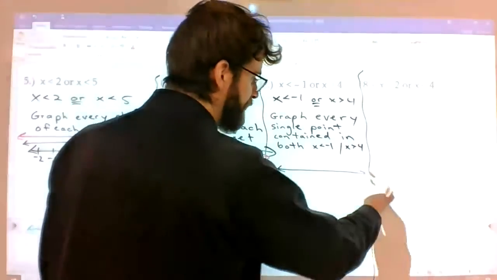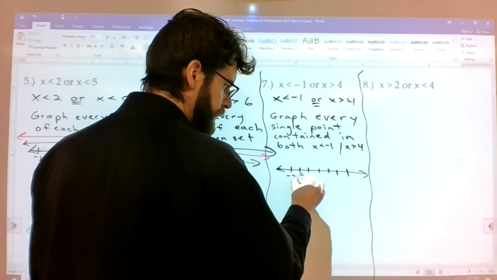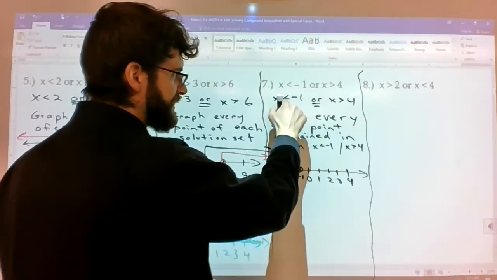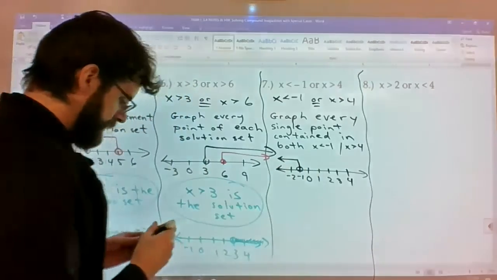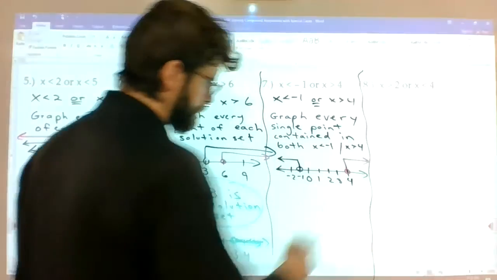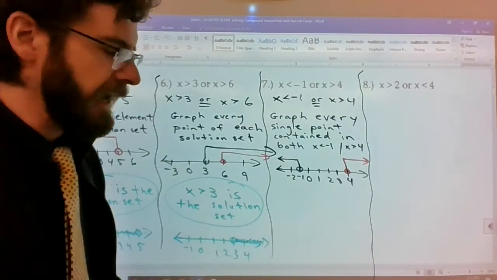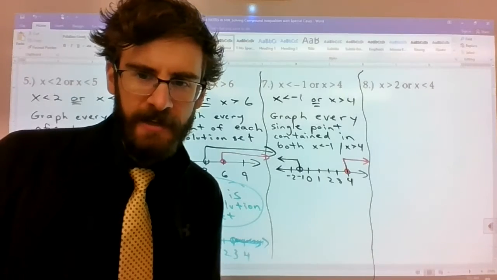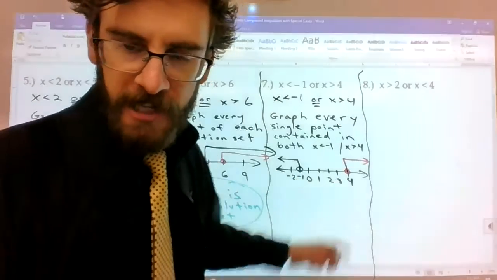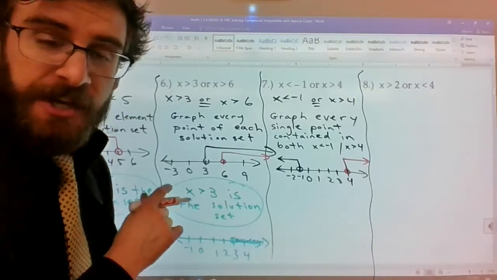So when I graph both of these on a number line, 1, 2, 3, 4, 1, 2, that's enough. In black ink, I'm going to go x is less than -1. In red ink, I'm going to go x is greater than 4. I've graphed every element of both solution sets. I graphed every element here. I graphed every element here. There's no conclusion to make. This is a normal case for OR statements.